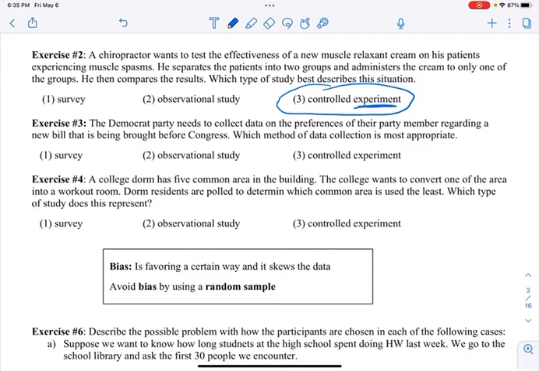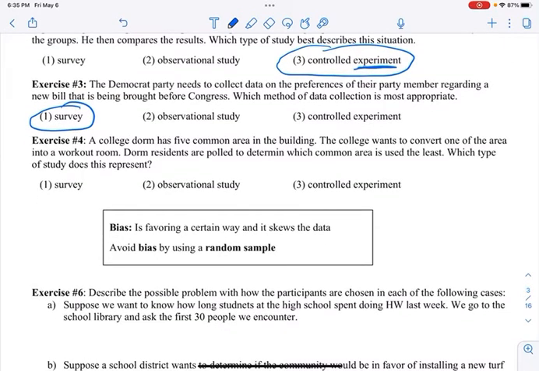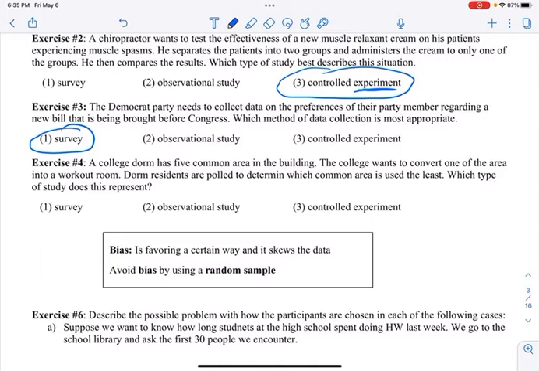The Democratic Party needs to collect data on the preferences of their party members regarding a new bill that is being brought before Congress. Which method of data collection is most appropriate? Well, that would be the survey. Just ask them a question. Are you for this bill or are you not for this bill? You wouldn't really want to observe them, and you wouldn't really want to do an experiment.